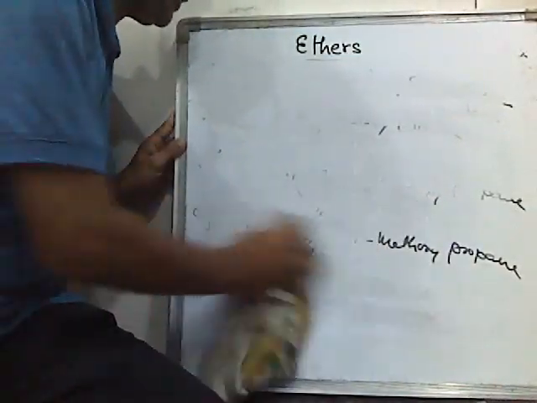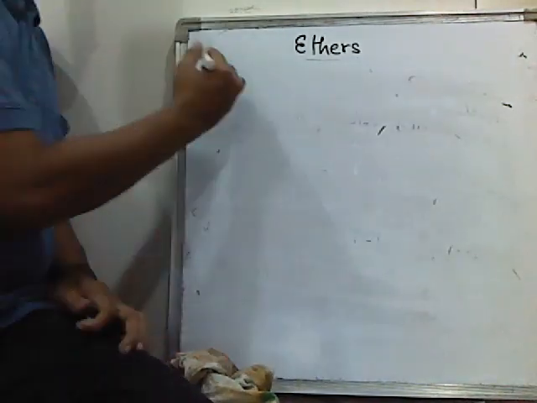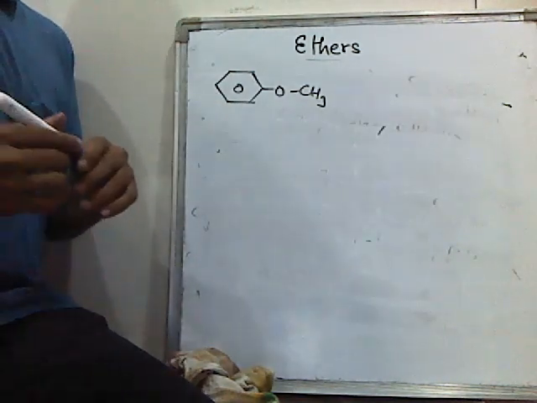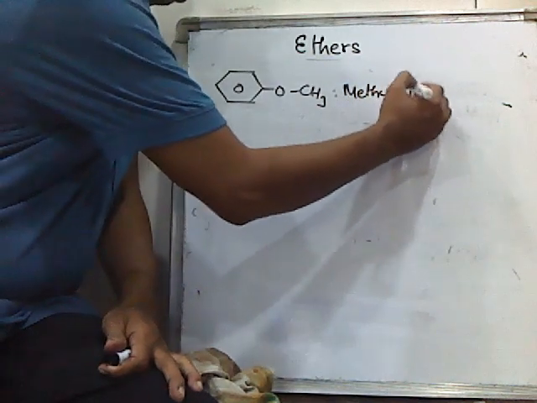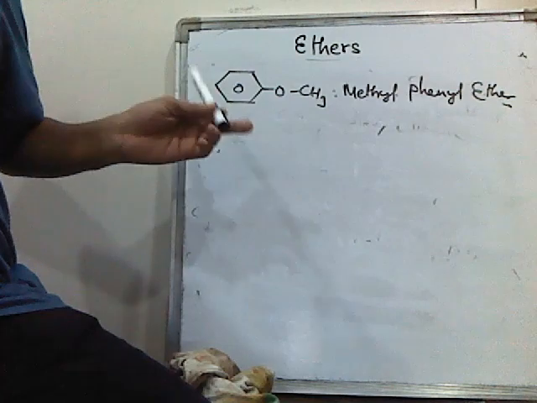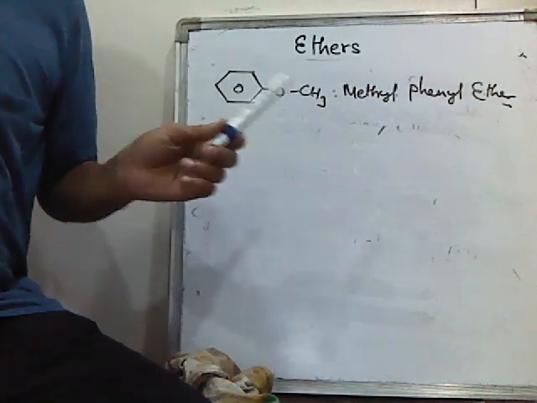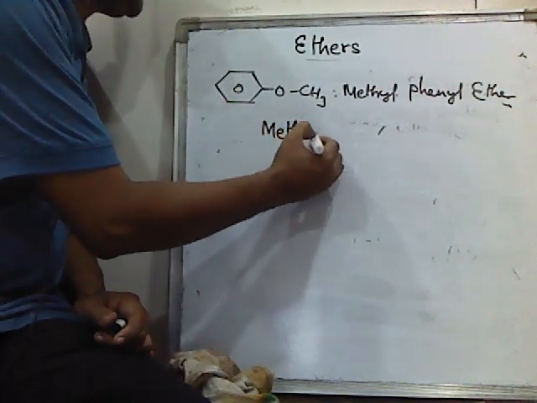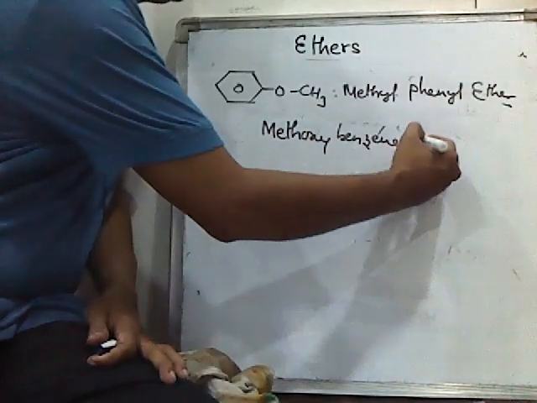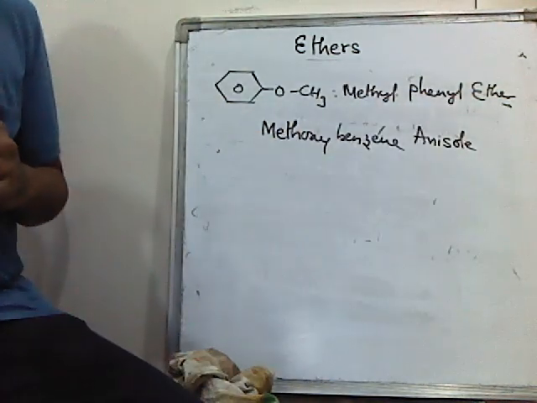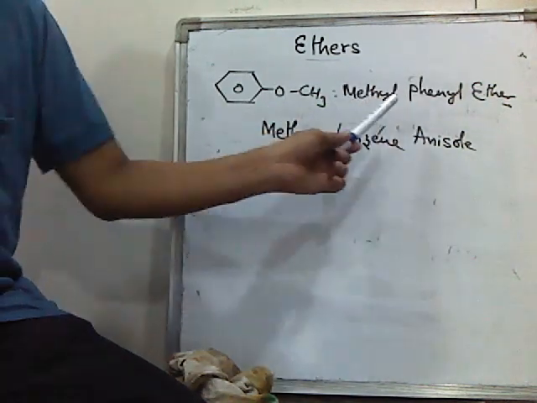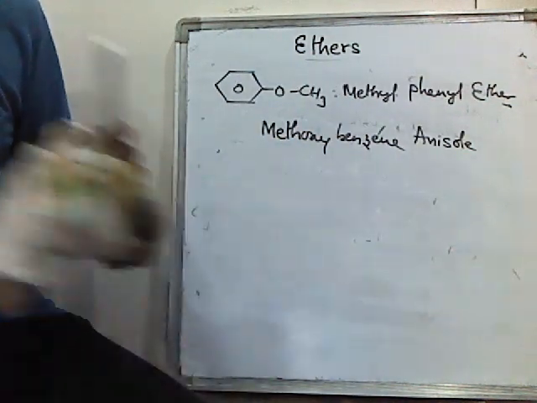Let me give a few more examples on how to name the ethers. If you take this one, one is methyl and another is phenyl. Generally in the common system this is written as methyl phenyl ether. And in the IUPAC system, it is written as methoxybenzene. Commercially, it is called anisole. But in the common system, it is written as methyl phenyl ether.